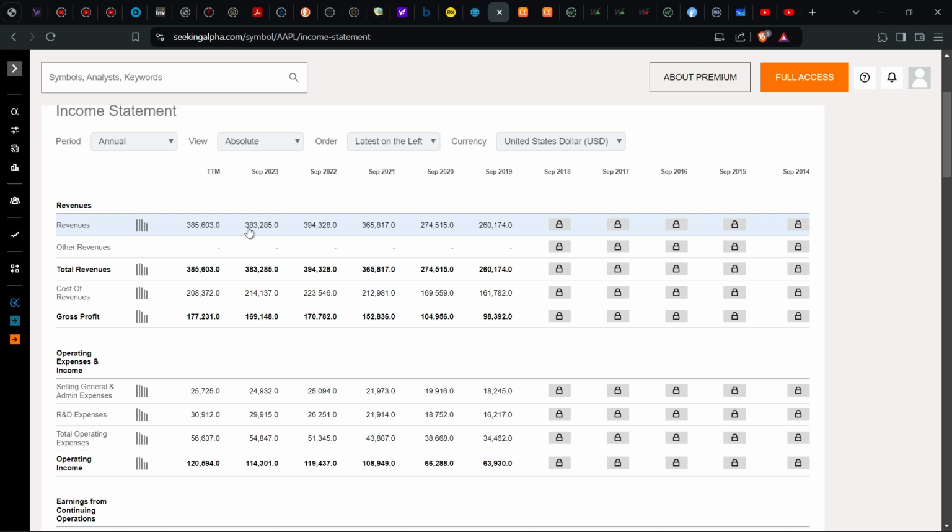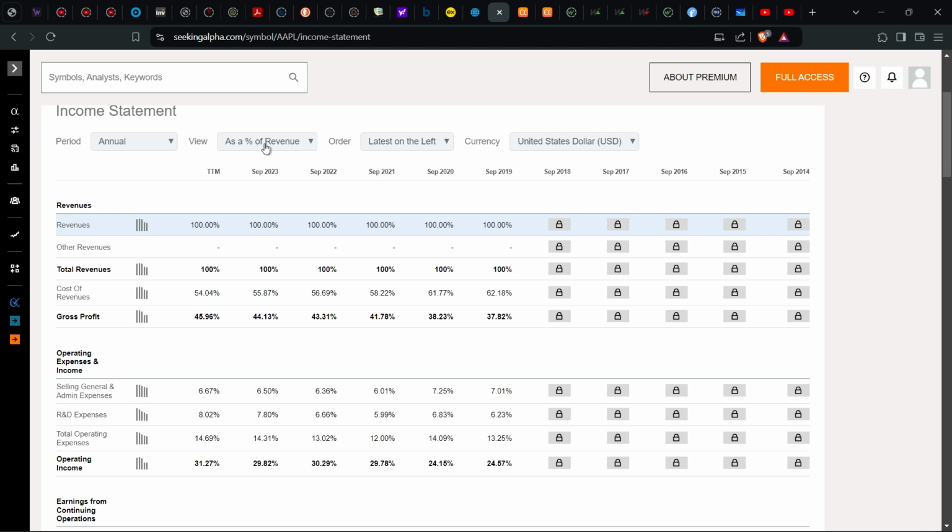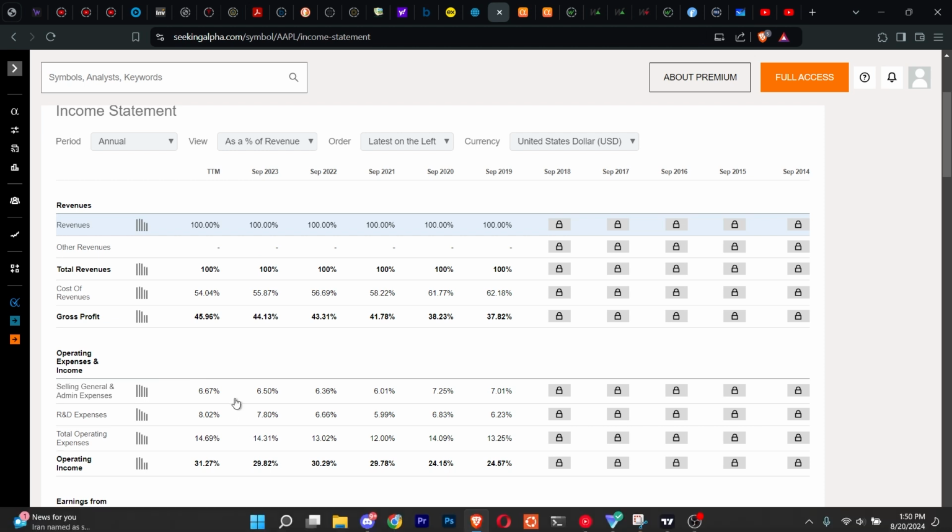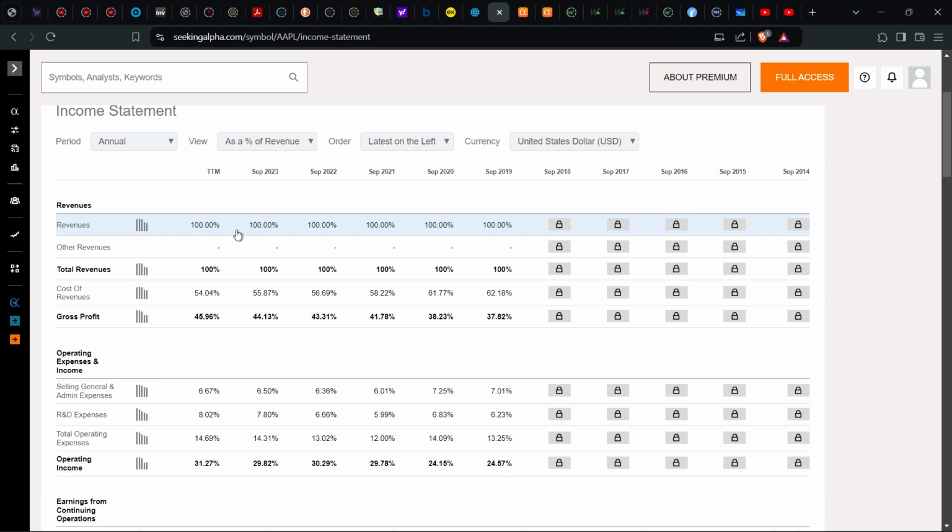Alright, now after you have checked that, what you need to do is change the view now, all these numbers as a percentage of the revenue. Okay, as a percentage of the revenue, because this is how an income statement is viewed accurately. All these numbers, you need to view them as a percentage of the revenue to see which expense is taking up too much of the revenue. That's why this is done.